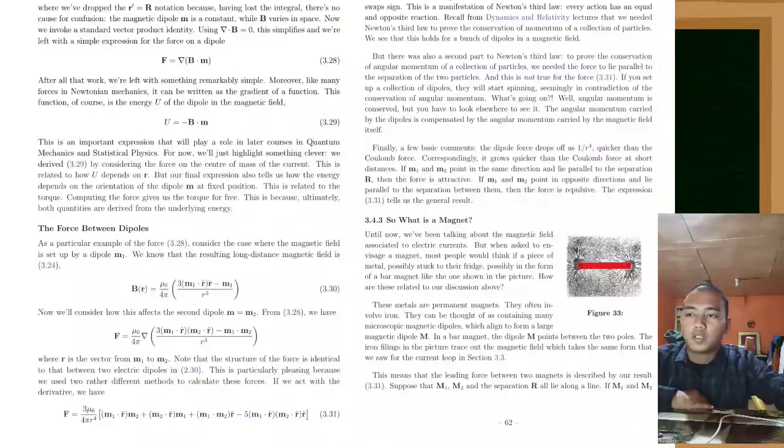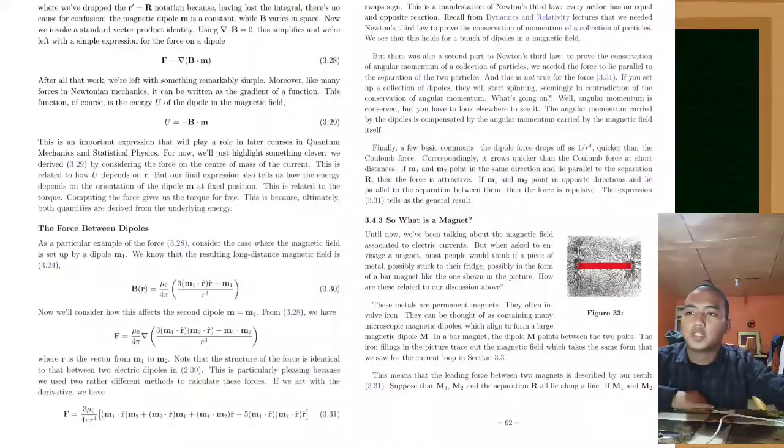F equals ∇(B · m). After all the work, we are left with something remarkably simple. Moreover, like many forces in Newtonian mechanics, it can be written as the gradient of a function. This function, of course, is the energy U of the dipole in the magnetic field. U equals minus B · m.